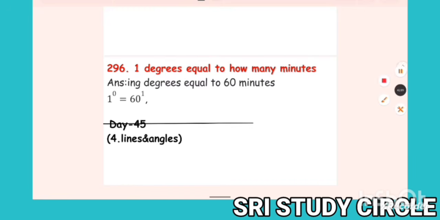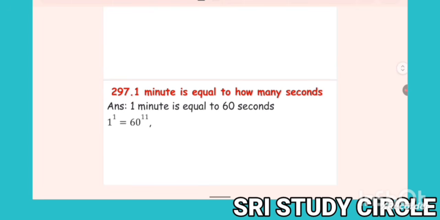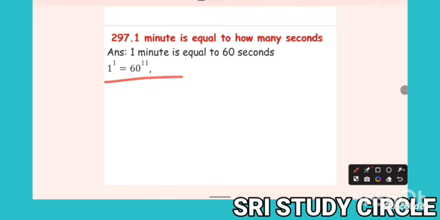1 degree is equal to how much? 1 degree is equal to 60 minutes. 1 minute is equal to how many seconds? 60 seconds. Already we know this.